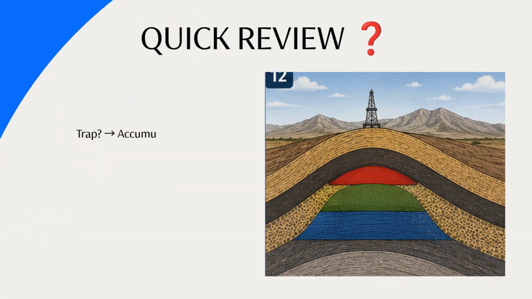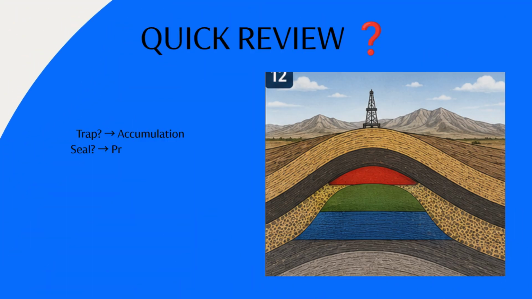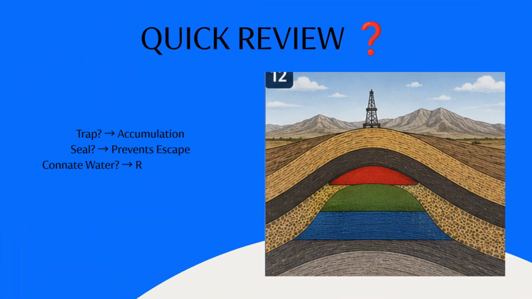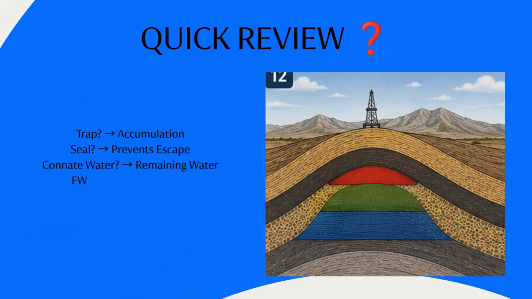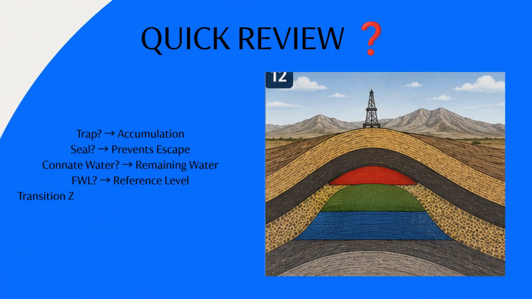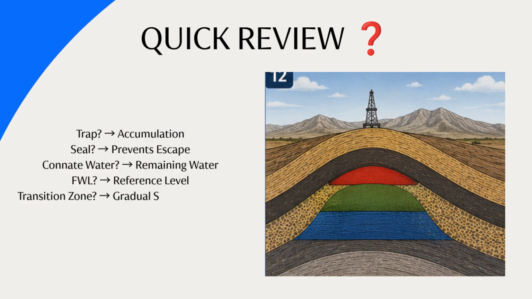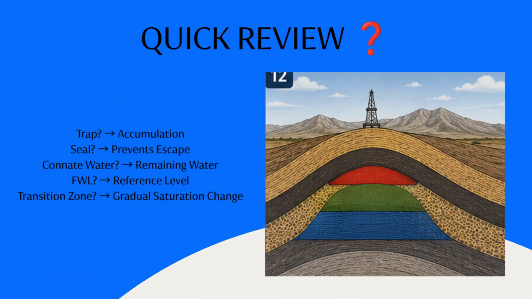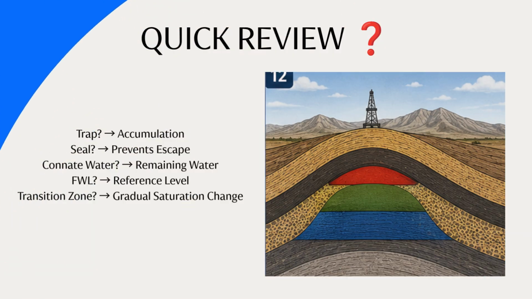Before we finish, let's do a quick review. What is a hydrocarbon trap? It is a geological condition where hydrocarbon can accumulate. And next, what does a seal do? It helps prevent hydrocarbons from escaping. And then what is connate water? Connate water is water that remains inside the pore spaces.